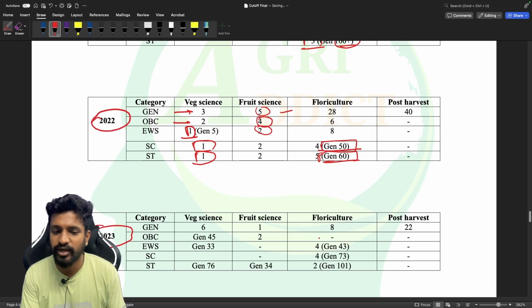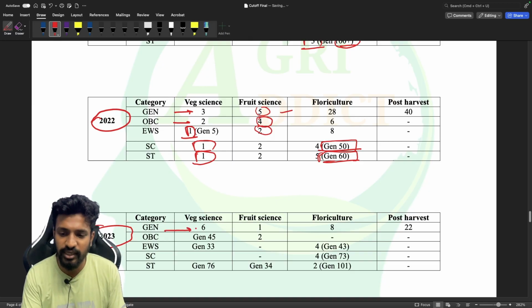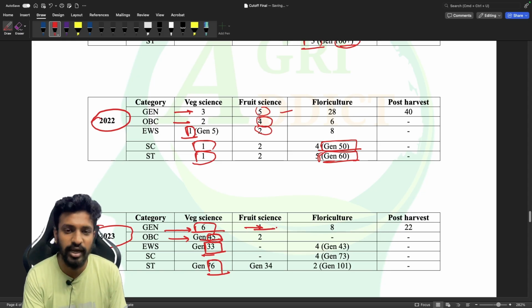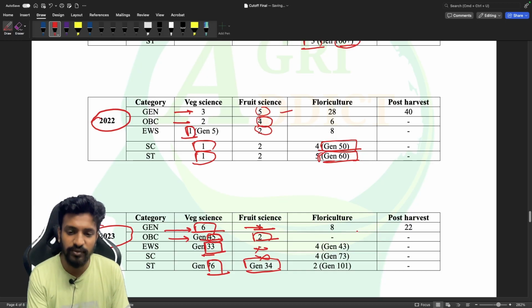And for the year 2023, these are the details. With the general category, 6 was the overall cutoff rank. For OBC, the general ranking was 45, for EWS the general ranking was 33, for SC we did not get any information, and for ST it was 76. In fruit science, the general category first ranker got the seat, and for OBC the second ranker got the seat. There were no seats for EWS and SC, and for the ST category, the student with the general rank of 34 got the seat in fruit science.